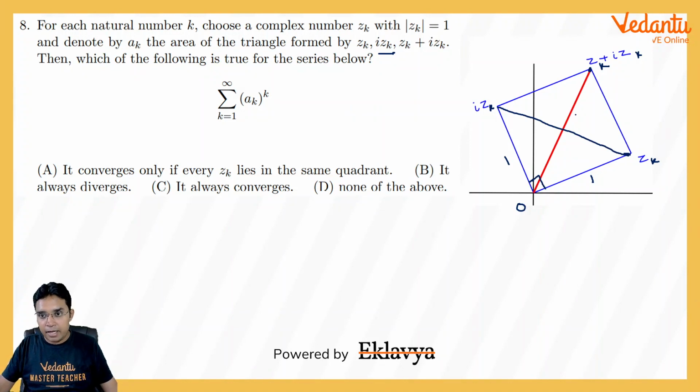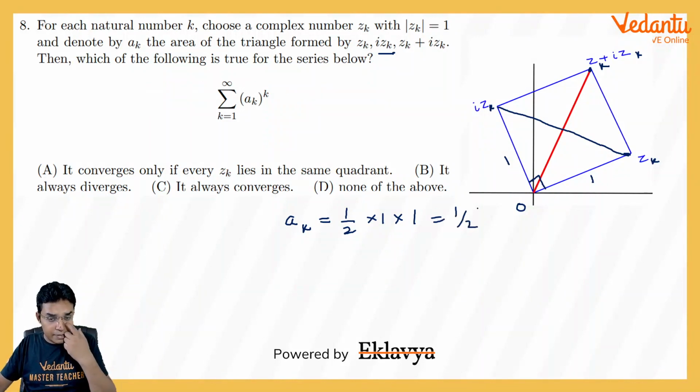In fact, this triangle and the triangle O, zk, i zk will both be the same. So here ak will actually be equal to half into base into height, because this triangle is right angled, so that will be 1 by 2. So one thing is that ak is not dependent upon k. In fact, why would it depend on k? Because for all zk having magnitude equal to 1, you will get the same area of the triangle.